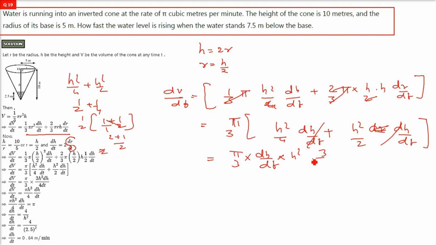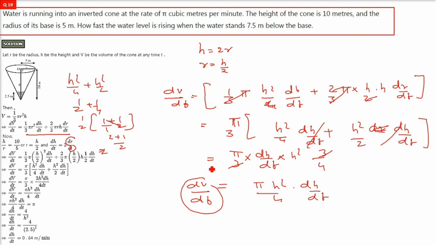So finally what we got? Pi h square by 4 dh by dt. This is dv by dt. Volume was 1 by 3 pi r square. You differentiated it when we use the similar triangle, that is h by r is 10 by 5, that is h is 2r, and volume also we differentiate. Okay, dv by dt we have already found out. We are interested in dh by dt.